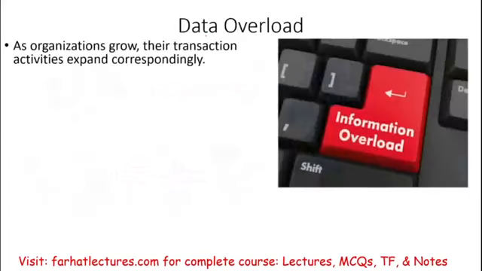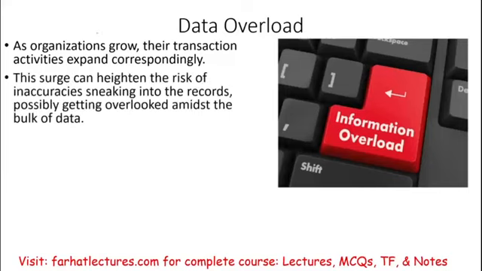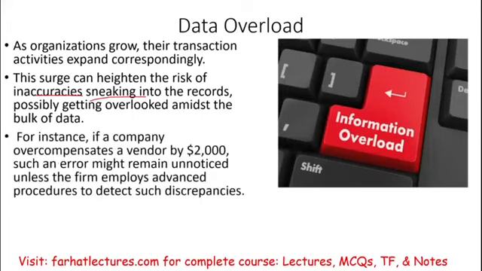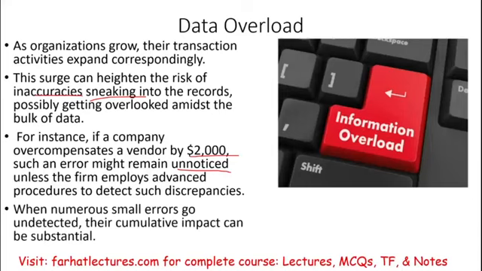Another reason for information risk is data overload. As the company grows, their transactions grow as well. And this surge could do what? Heighten the risk of inaccuracies. Why? Because you have a lot of transactions. Some incorrect transactions might sneak into the record without being noticed. For example, a company might overpay a vendor by $2,000, an error, and that error might go unnoticed unless you have some sort of internal control system that's going to stop these errors from happening.